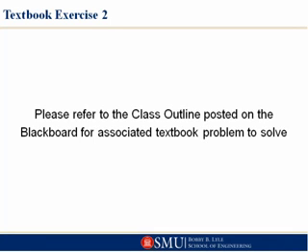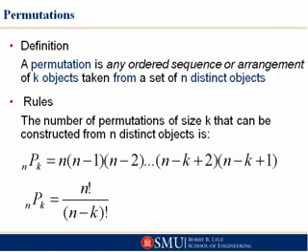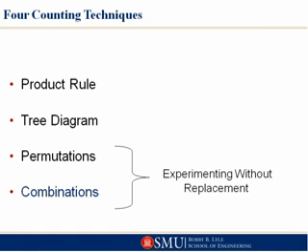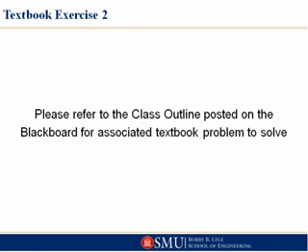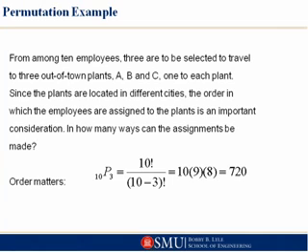Okay. Textbook exercise associated with this, take a pause, go solve that. And again, the main thing is you're using this formula of the permutation, n factorial, the number of distinct objects that you're picking from, divided by n minus k factorial. And that'll help you figure out how to calculate the permutation. Order matters.